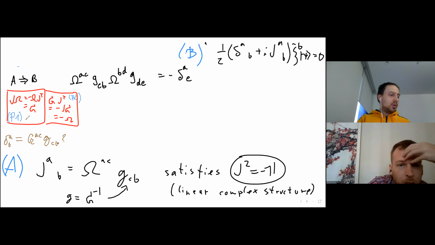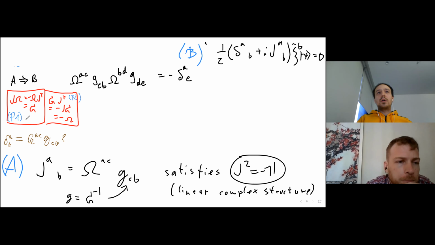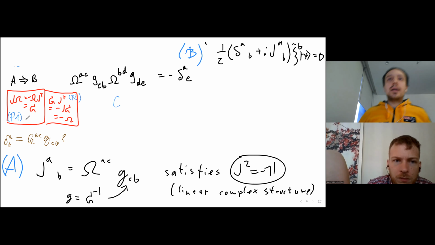Okay. So you want to contract J with omega. So we should get G at the end, right? So we can maybe use the CAB. No, you don't need any.